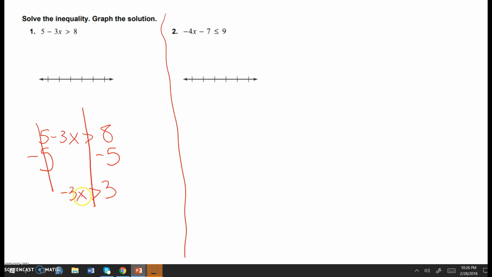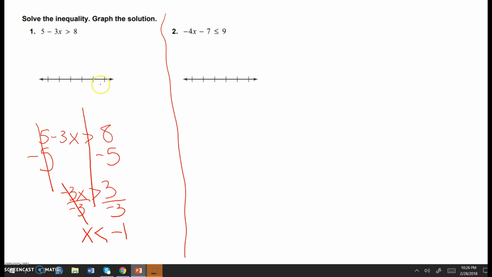Now I've got negative 3 times x is greater than 3. I want to get rid of that negative 3 times x, so I'm going to divide by negative 3. So I'm left with x on this side and negative 1 on this side. And because I divided by a negative, I need to switch my sign.